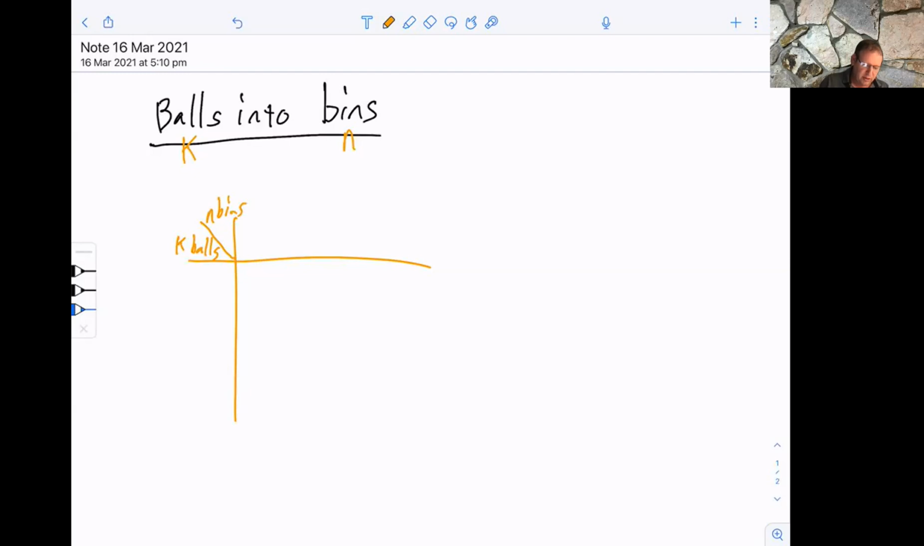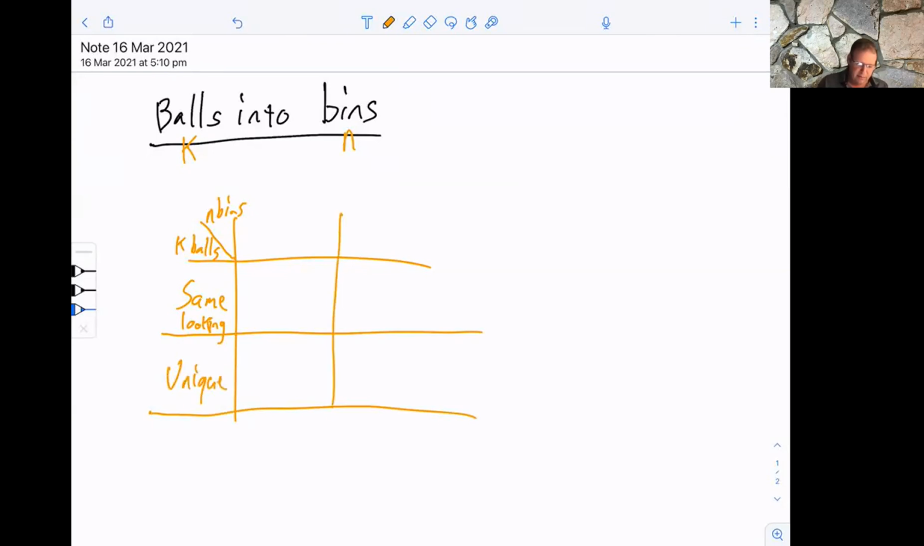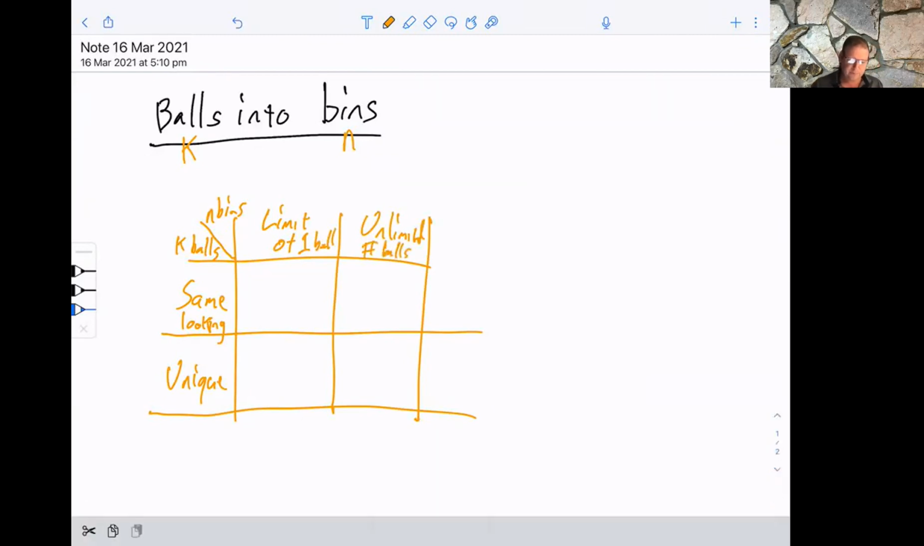So the balls could be indistinguishable. So they're the same balls, same looking. I'm writing that because I don't know how to spell indistinguishable. Or they can be unique, so balls with numbers, right? And the bins could have a limit of 1 ball or an unlimited number of balls. That's the story. So we took our time through this.